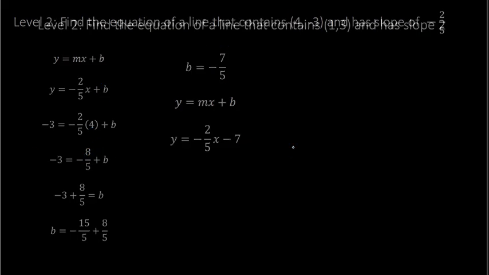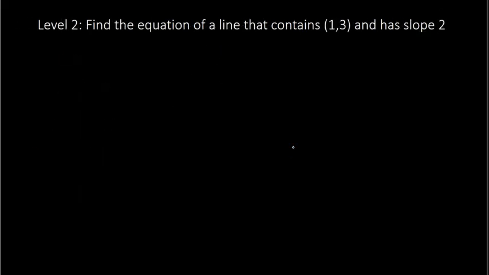Okay, let's try another one. So here we have a line that contains the point 1, 3 and has a slope of 2. So I know it's going to look like this, where I have y equals mx plus b. I know slope already is 2, so that is my m value. So plug that in, we now have y equals 2x plus b. So now the only question is, what is b?